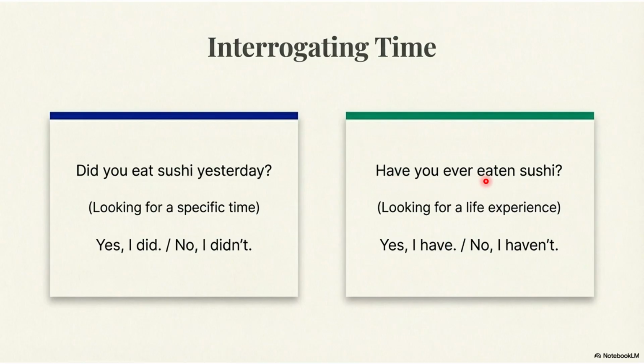In the case of have you ever eaten sushi, we are looking for all life experiences. Looking for a life experience. It's not about exactly when it happened. The only thing that we want to know is that this action has ever taken place in your life at some point. And we answer, yes, I have, because the question is with have, or no, I haven't, because the question is with have. Remember that questions that start with have and questions that start with did are both yes or no questions. One in the simple past and the other one in the present perfect.